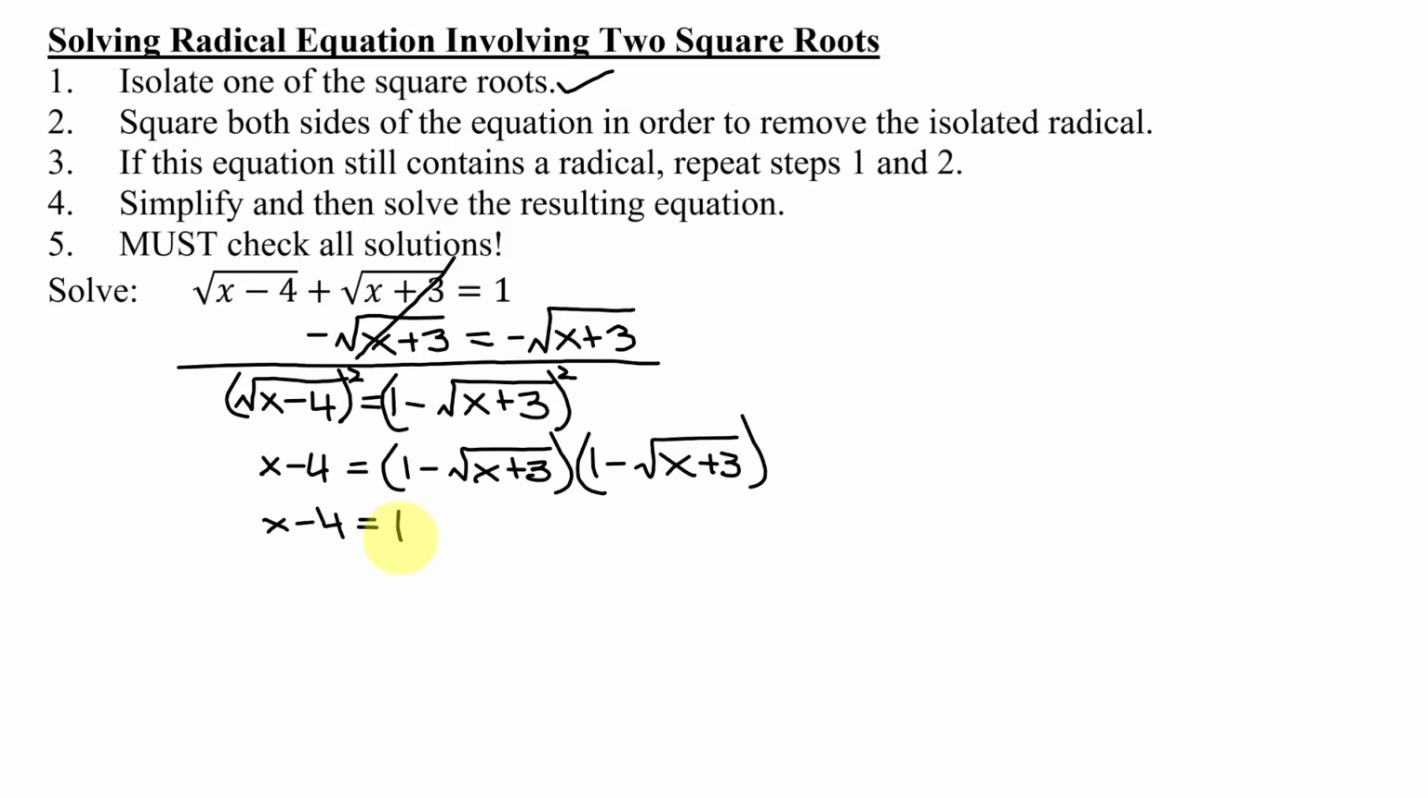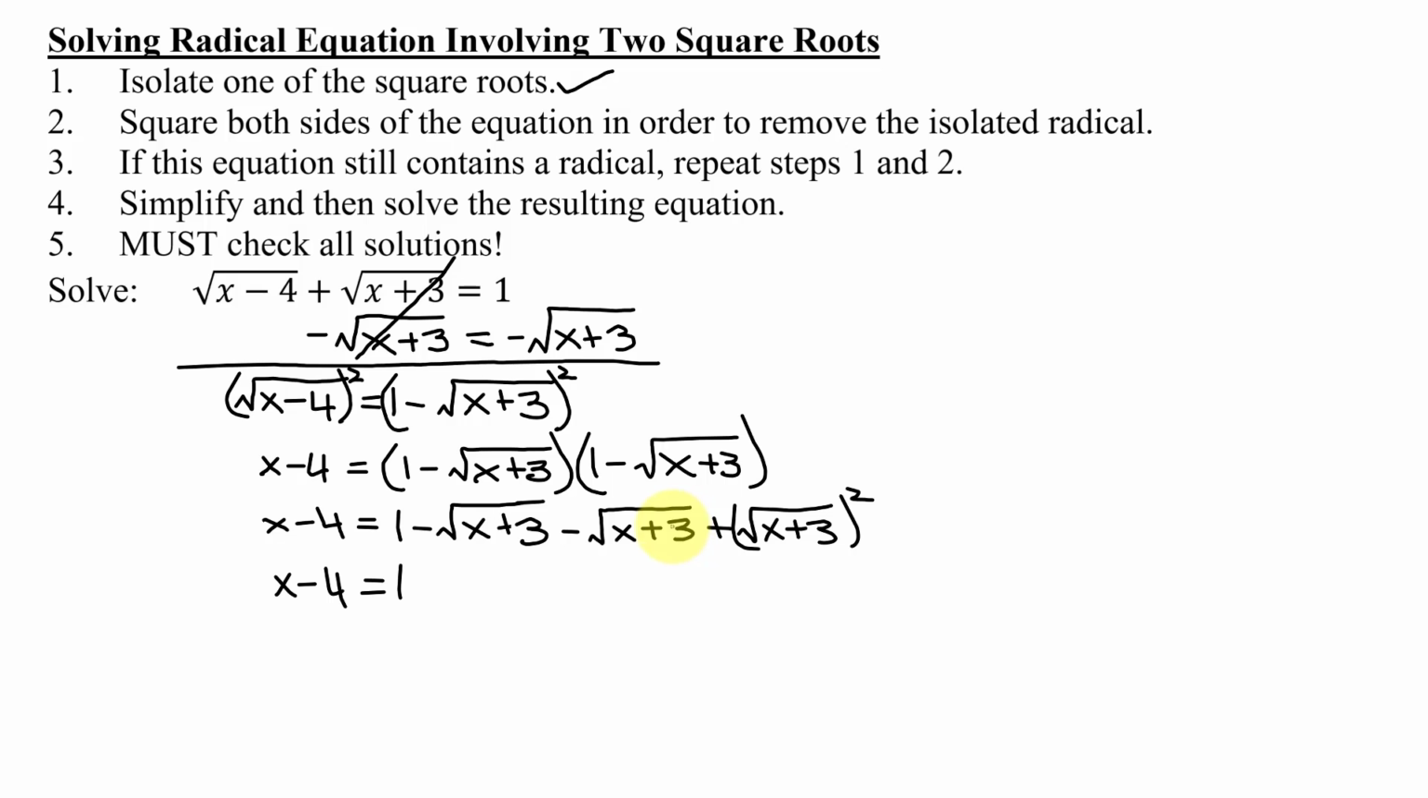So I get x minus 4 equals, on the right-hand side, FOIL it out. 1 times 1 is 1. 1 times the negative square root of x plus 3 is negative the square root of x plus 3. Inner: negative the square root of x plus 3 times 1 is negative the square root of x plus 3. And last, the negative square root of x plus 3 times negative square root of x plus 3 is positive the square root of x plus 3 all squared. So I get x minus 4 equals 1.